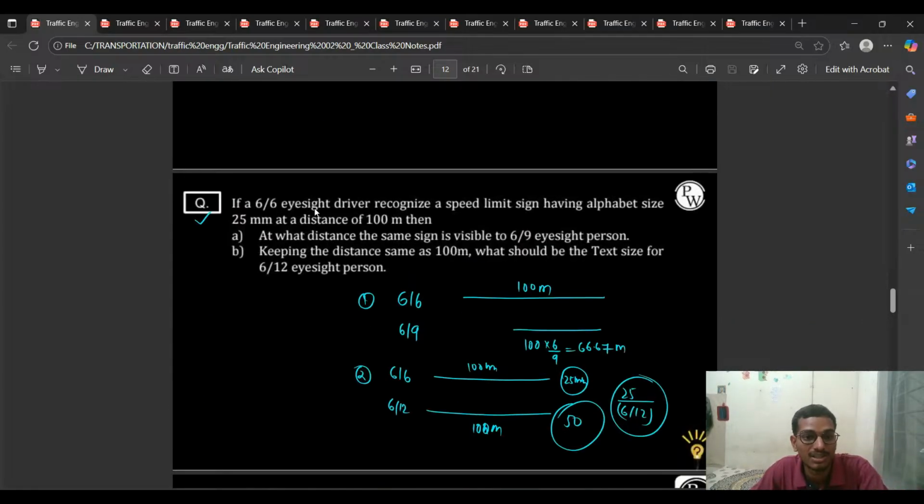So if there is a question: if a 6/6 eyesight driver recognizes speed limits with alphabets of 25 mm at a distance of 100 meters, then for 6/9, that is 66.7 meters, equals 6/12. First, 6/12 means 100 into 6/12, or 25, no?